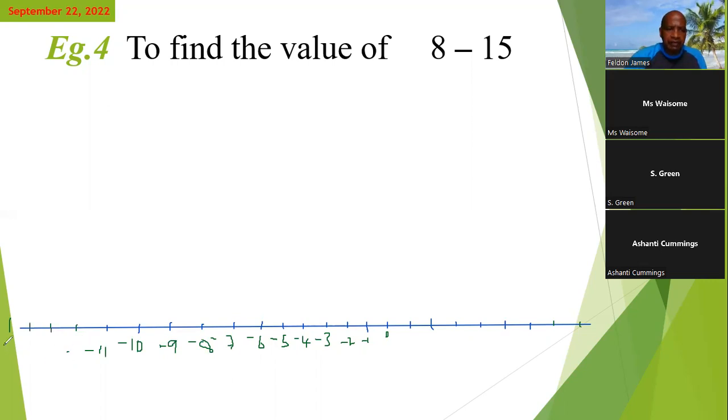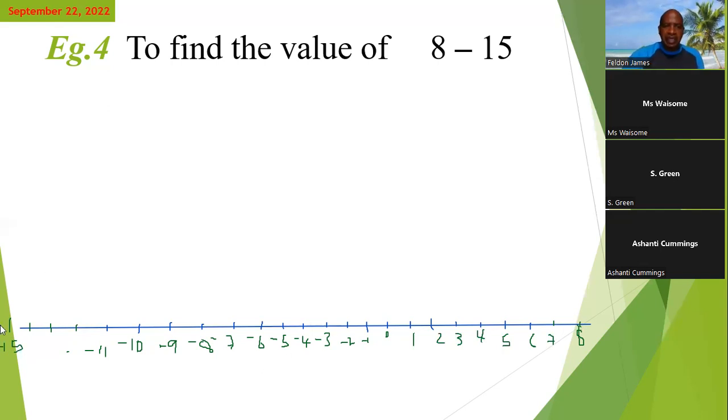All right, so here we would have 15 guys. All right, trying to cut down on the amount of writing. 1, 2, 3, 4, 5, 6, 7, 8. All right, so here now we're adding positive 8 with negative 15.